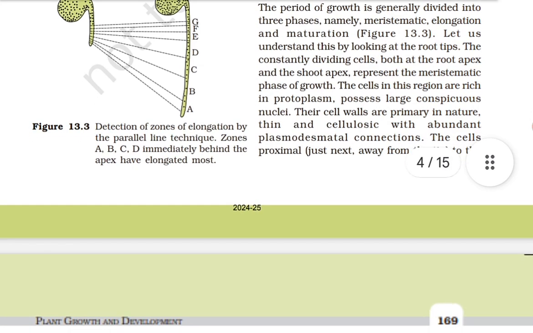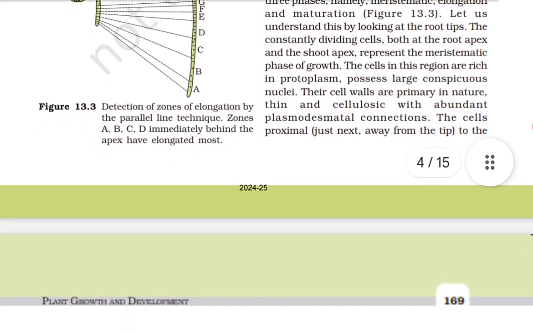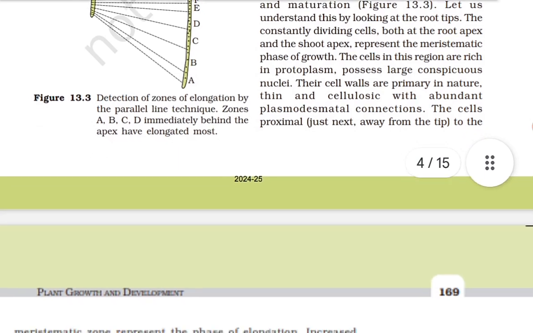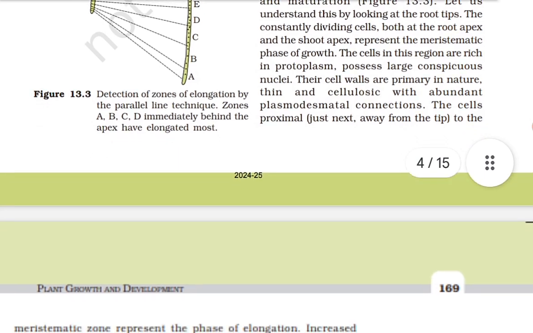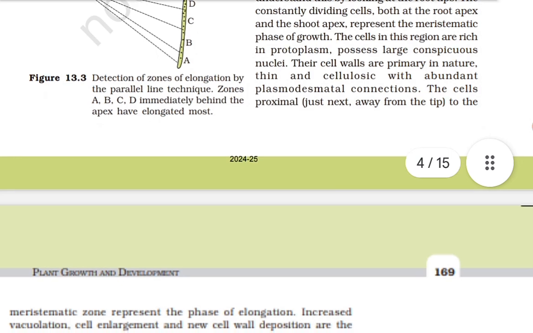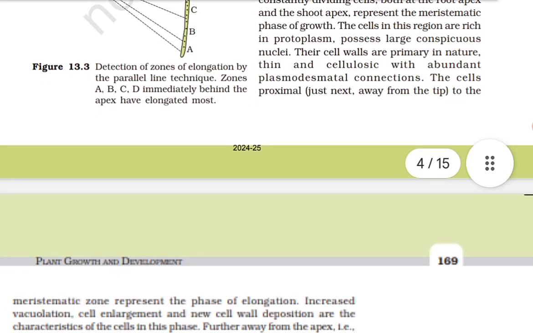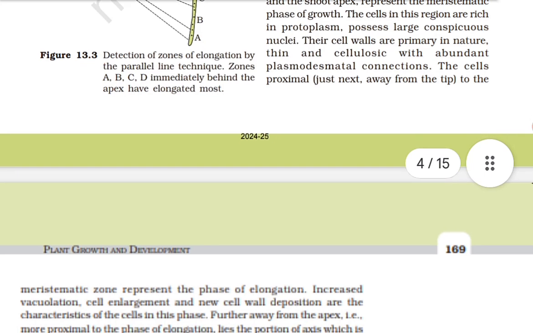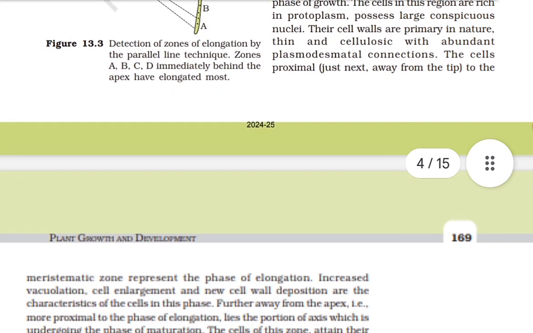Since increase in protoplasm is difficult to measure directly, one generally measures some quantity which is more or less proportional to it. अब protoplasm क्या होता है? Protoplasm is the living material within a cell that is responsible for all living processes. Understood?